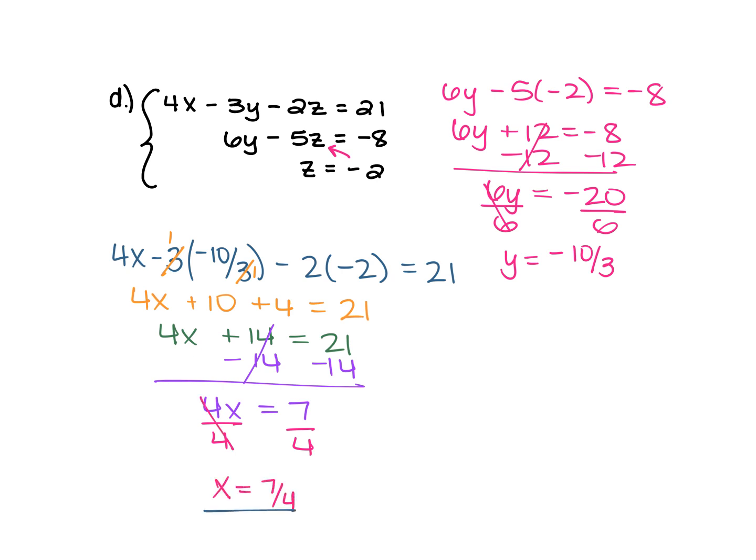So your ordered triple, that is your solution here, is positive 7 over 4, comma negative 10 over 3, comma negative 2.